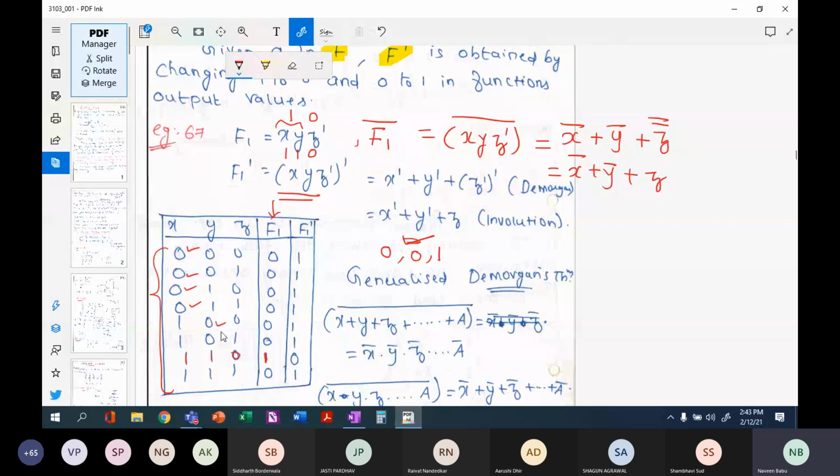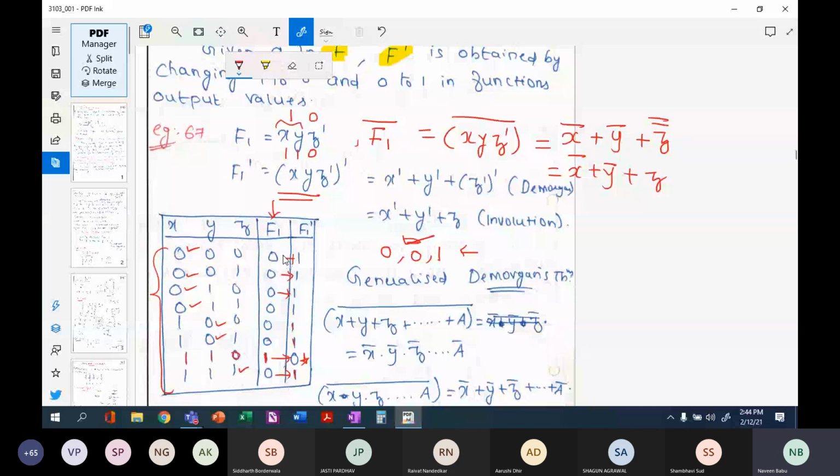Here X is 1, Y is 1, Z is 0. It is not satisfying this criteria, so the output is 0. And for the last one, Z is 1, so the output is 1. Except this one, all the possible outputs are 1. Now you compare the F1 column and the F1 bar column. As we defined in the function, you complement zeros to ones and ones to zeros, and you get the complemented function. You have complemented all the values, and you are getting the F1 bar function.